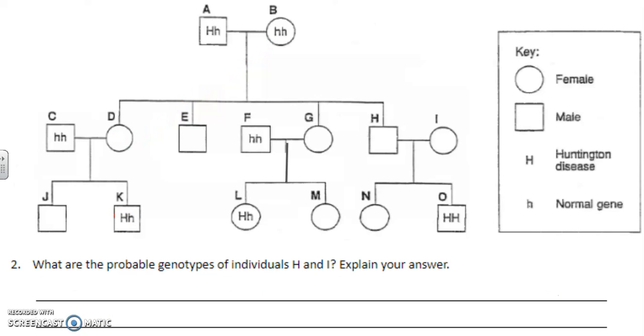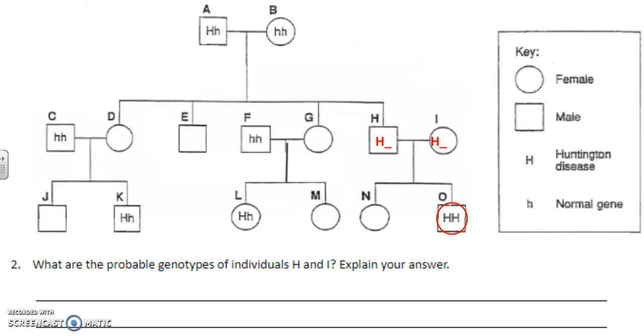All right, so moving on to number 2. What are the probable genotypes of individual H and I? So I've located H and I over here. And again, we're going to follow that same pattern, see what information we are given and what we're able to figure out. Looking at this, I can see that they had a child, and the child is big H, big H, homozygous dominant for the Huntington's disease gene. So I know that one big H came from dad and one big H came from mom. So I'm going to go ahead and pencil those in.